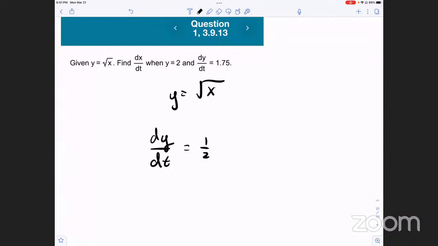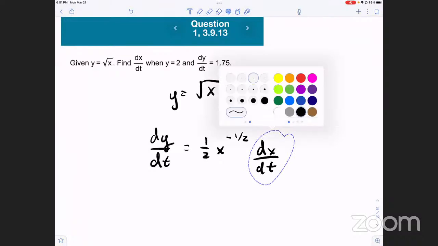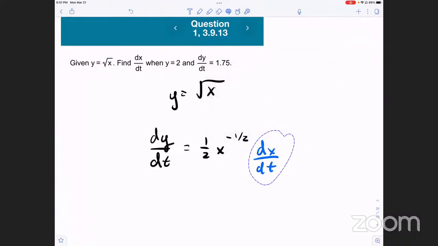So that 1/2 comes down. We get x to the negative 1/2. But then we need to identify that we're taking the derivative of x with respect to t. All right, so these are all the parts. They're asking us to find this one in blue, and then we're just basically going to plug in what they give us, right? We might come back to that. Let me see. They give us dy/dt.